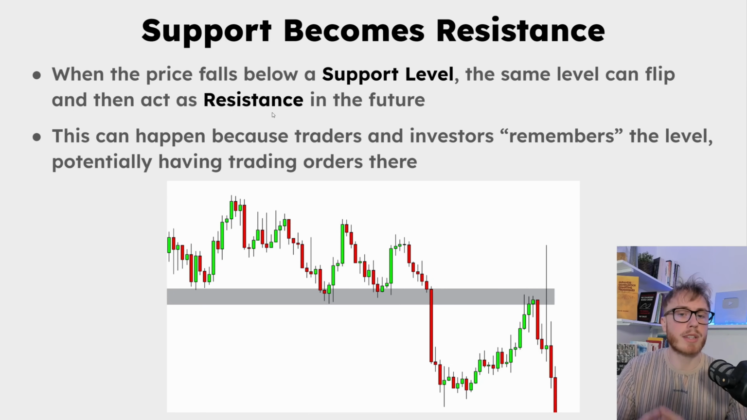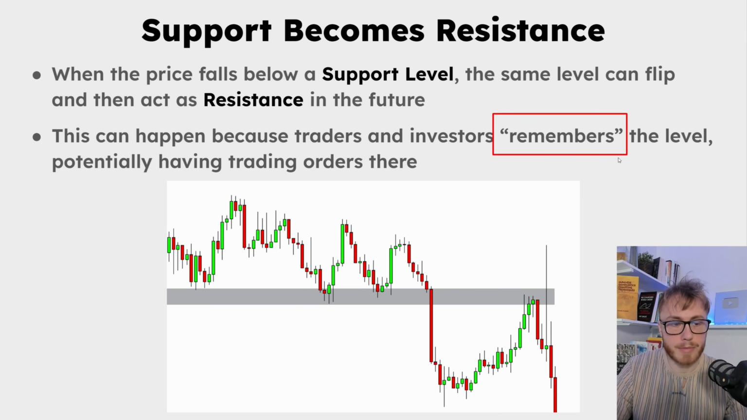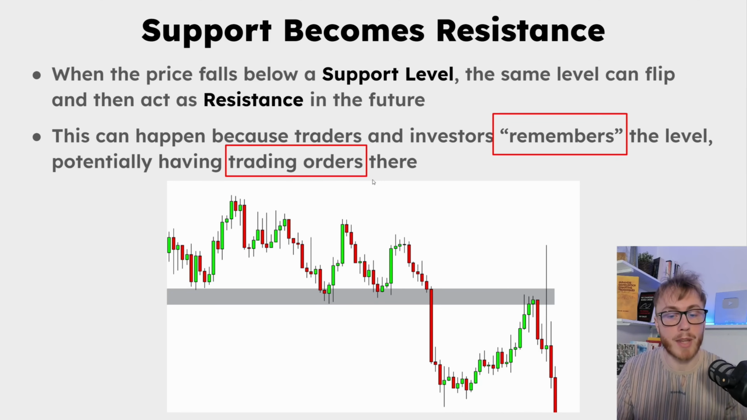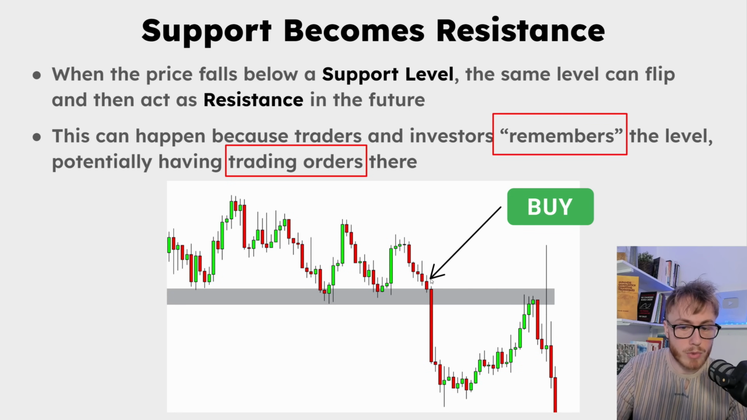And now you might of course wonder, why does this even happen? Well, this principle can happen because traders and investors remember the level. And another important reason is that they potentially have trading orders around this level. So remember, when we have an important support or resistance level, it's very common that traders place a lot of orders around this level.